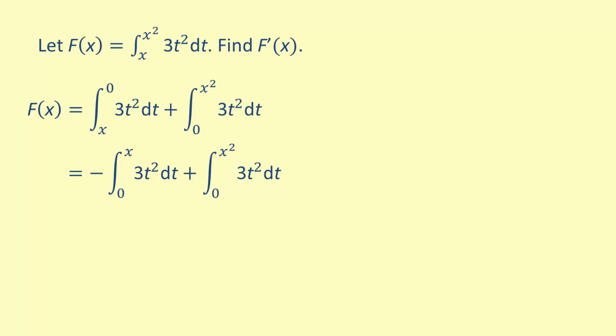Using the fundamental theorem of calculus, we can differentiate the first term by substituting x for t. So, the derivative of the first term is negative 3x squared. Finding the derivative of the second term is a little more tricky. We have to apply the chain rule.